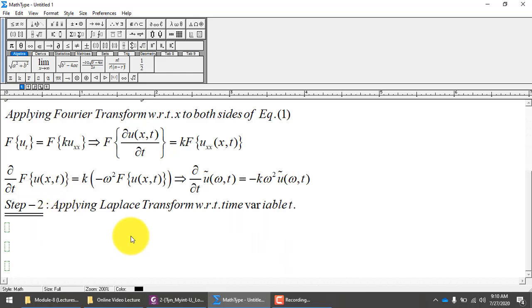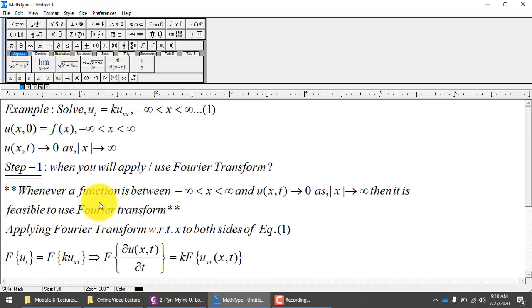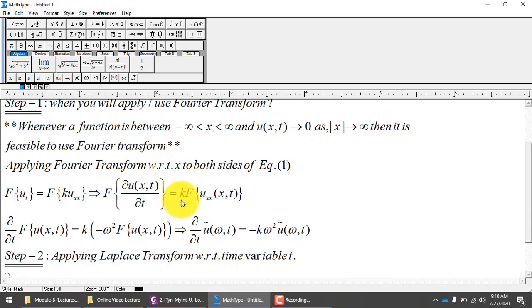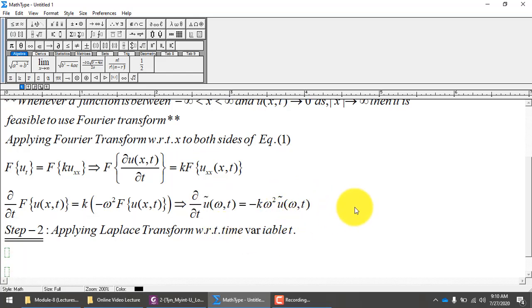So when you apply the Laplace transform with respect to time, what will you get? Look, when we have the derivatives with respect to x, we have already applied one transformation which has killed the derivatives, and now the equation becomes in this form. So applying the Laplace transform in the second step, this is equation 2, applying the Laplace transform to equation 2. But before that, I forgot one thing to tell you.